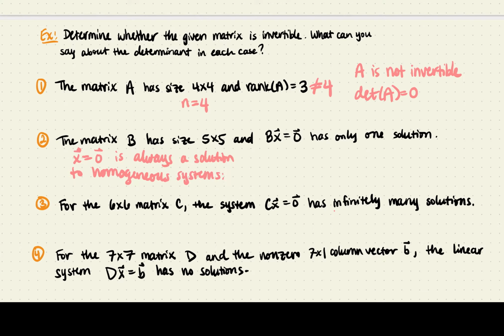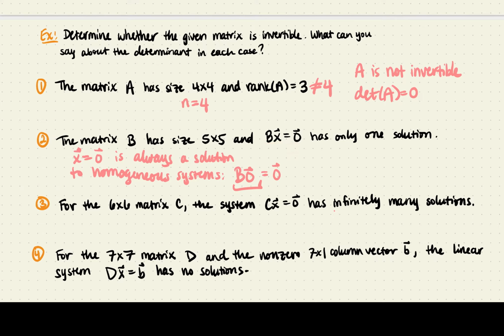Why do I say that? Because if I multiply any matrix, in this case B, times 0, this multiplication is going to give me the 0 vector. But here I'm told that Bx equals 0 has only one solution. And since I've written down one such solution, there's only one, that means this has to be the only solution. So this is another way of saying that Bx equals 0 has only the trivial solution, x equals 0.